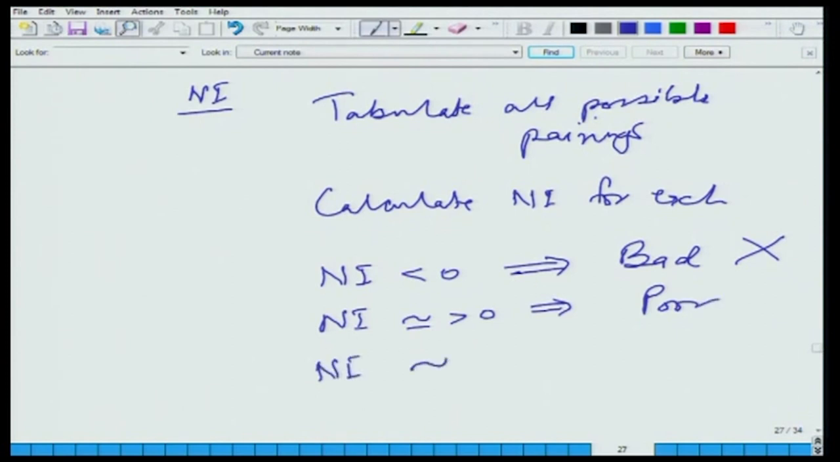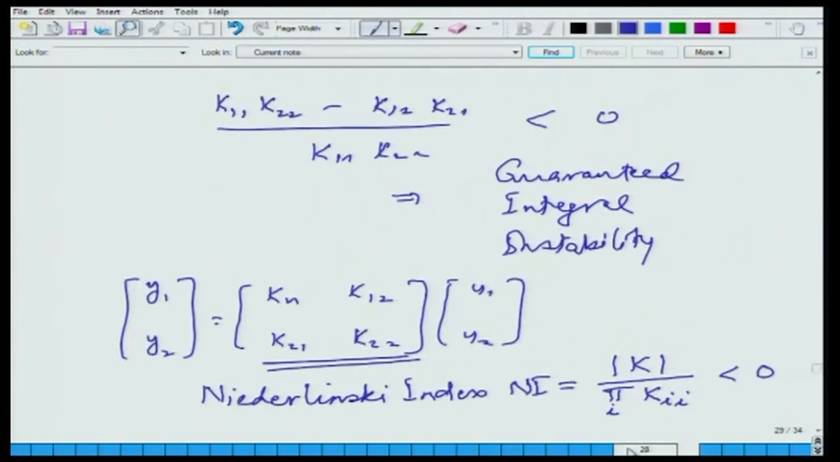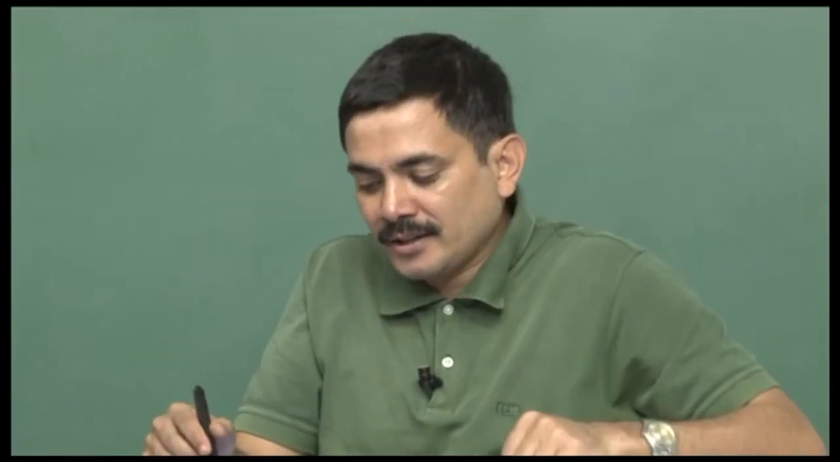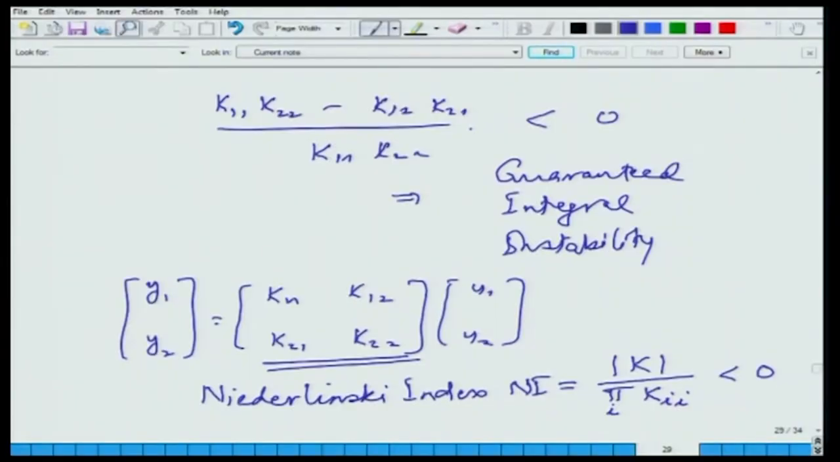And a Niederlinski index close to 1 implies mild interaction. These are the pairings where the Niederlinski index is close to 1. If the Niederlinski index is exactly 1, that means the numerator is equal to the denominator, so you get cancellation and you get 1. The denominator is k11 k22, and the numerator is k11 k22 minus the product of the off-diagonal terms. So the product of the off-diagonal terms is 0, which means at least one of the interaction terms, either k12 or k21, is 0. At least one or both.